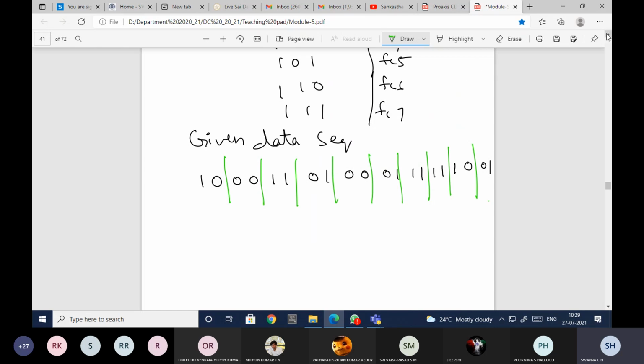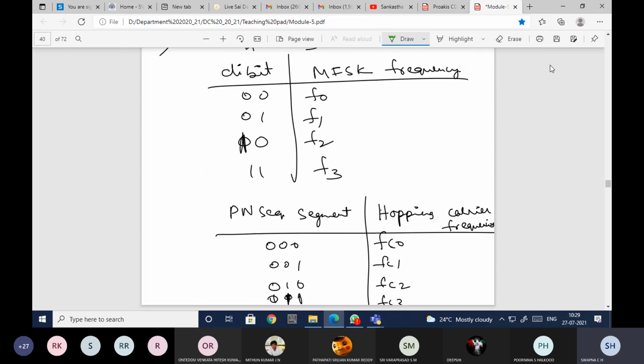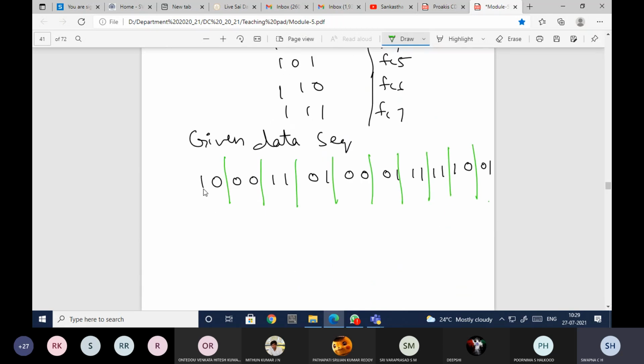So you know that 10 is nothing but F2. Those frequencies you need to assign here. 10 is F2, 00 is F0, 11 is F3, 01 is F1, 00 is F0, 01 is F1, 11 is F3, 11 again F3, 10 is F2, 01 is F1. This is what the frequencies of the given data sequence are.